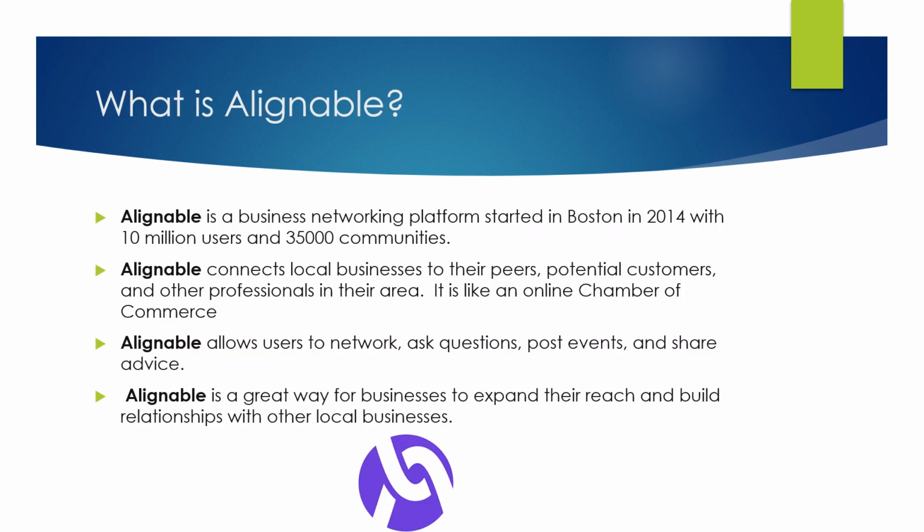All right, the bonus one, Alignable. It's a local social media business platform. It's a business networking platform started right here in Boston. It has about 10 million users, which are really businesses, not necessarily individual users, and about 35,000 communities for engagement. So what it does is it connects local businesses to their peers, potential customers, and other professionals. It's like an online chamber of commerce.